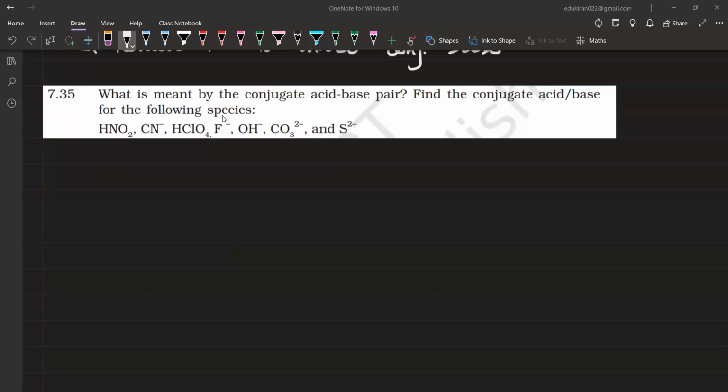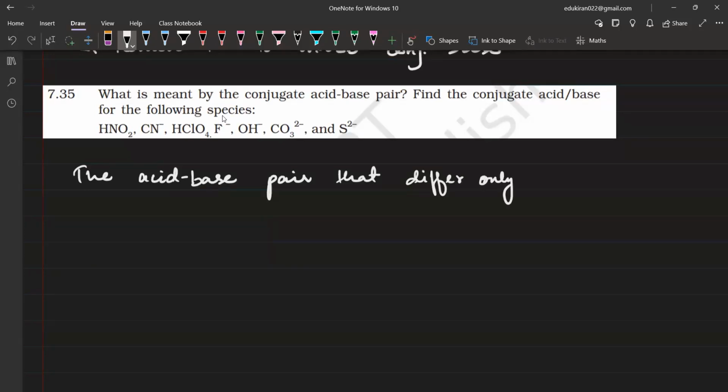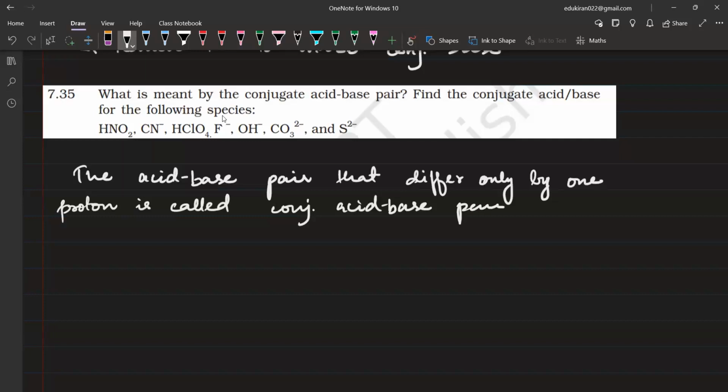Now first question: what is meant by conjugate acid base pair? Then you will write: the acid base pair that differ only by one proton is called conjugate acid base pair. Now find the conjugate acid or base for the following species. Now look, for example, what are we having? We are having HNO2.